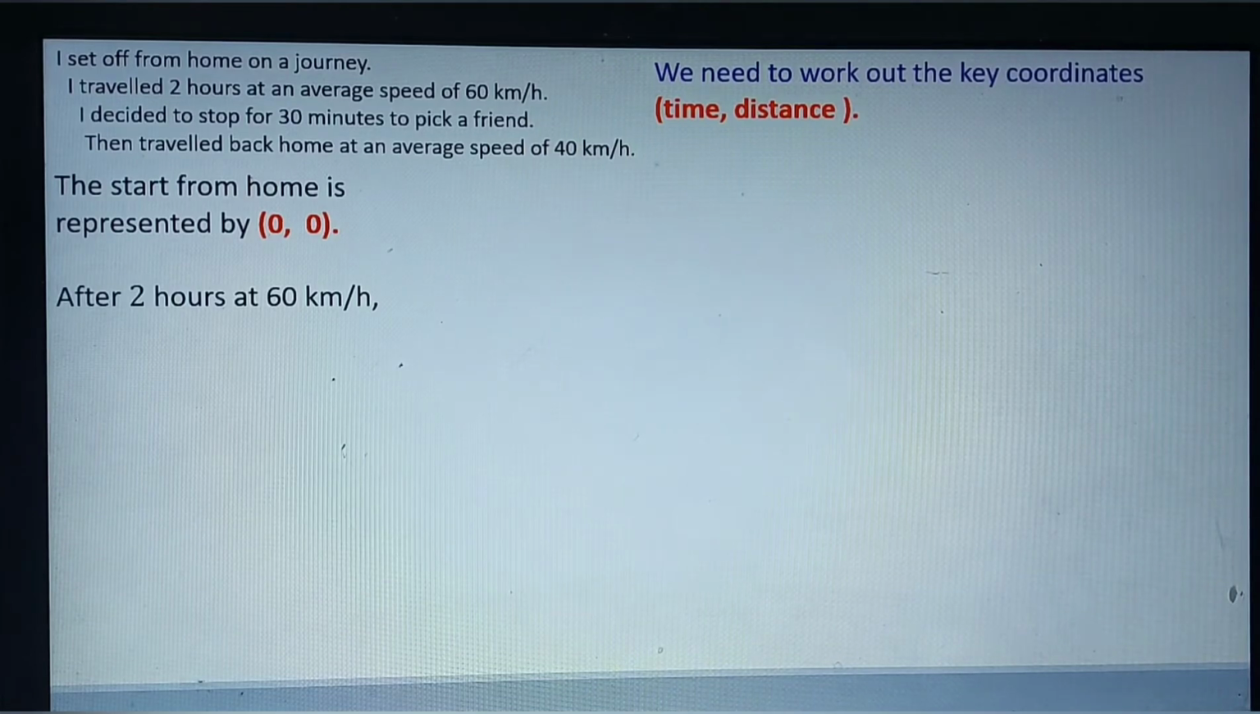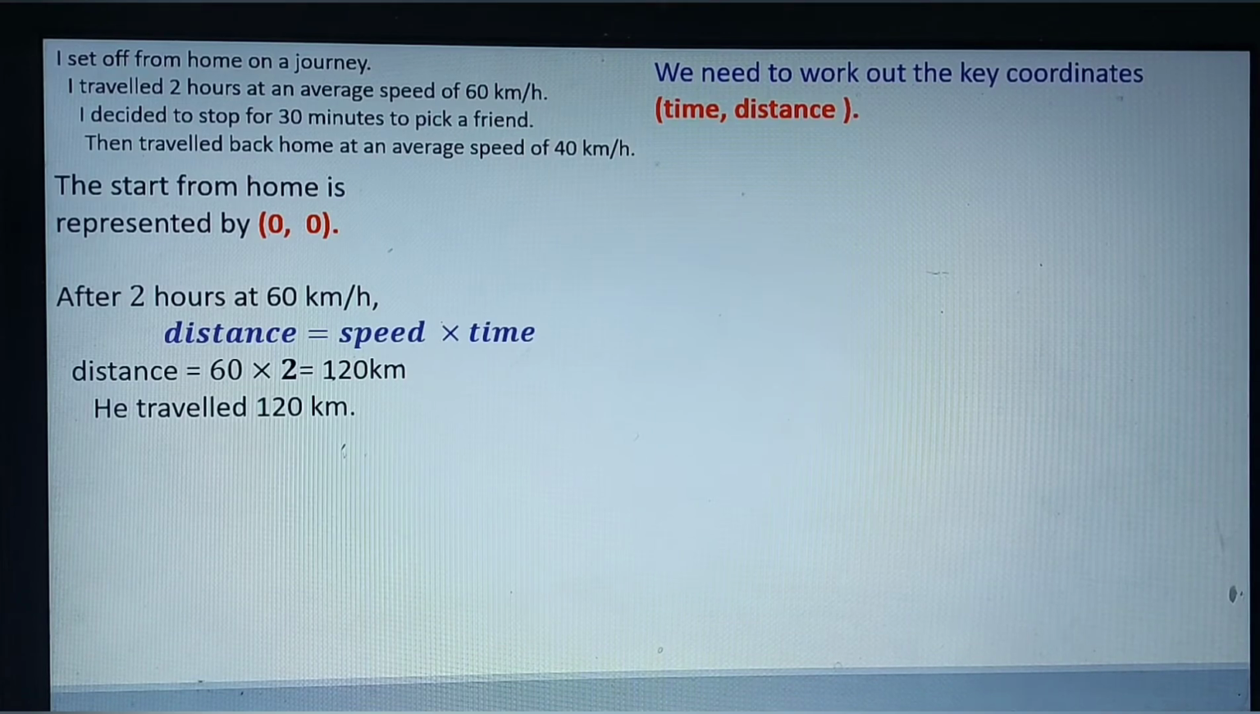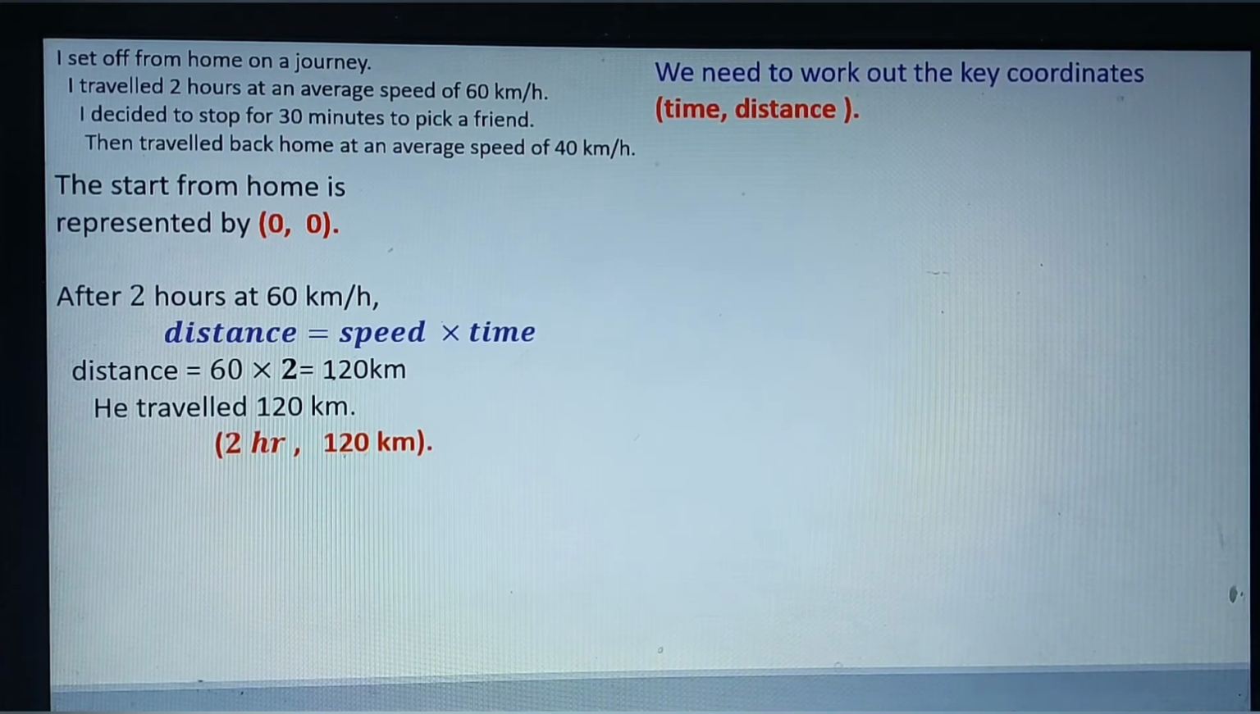Then the second line says it traveled 2 hours at an average speed of 60 kilometers per hour. So we're given the time, we're also given the speed. So we need to get the distance. Remember that to find the distance, you do speed multiplied by time. The speed is 60 and the time is 2. So to calculate the distance, we do 60 multiplied by 2. That will give us 120 kilometers. So it means that it traveled 120 kilometers. So our second key coordinate will be 2 hours and 120 kilometers, where the 2 hours is the time and the 120 kilometers is the distance covered.